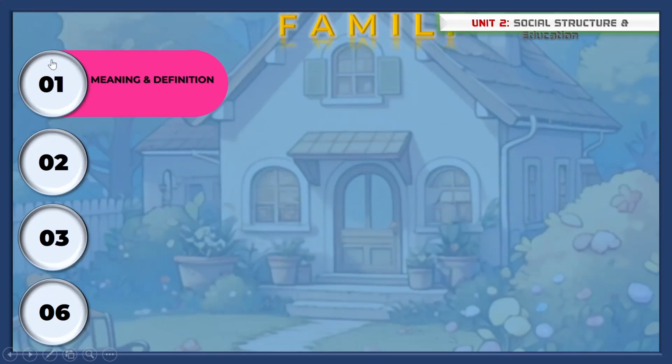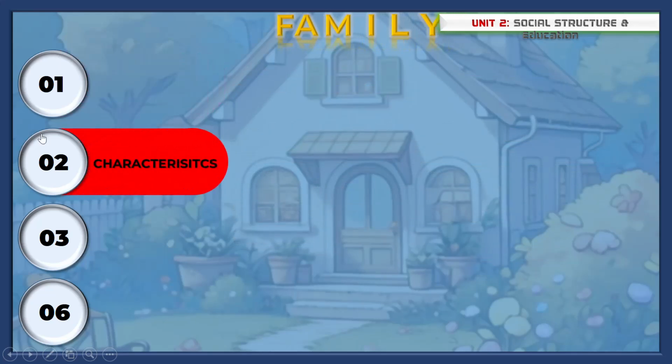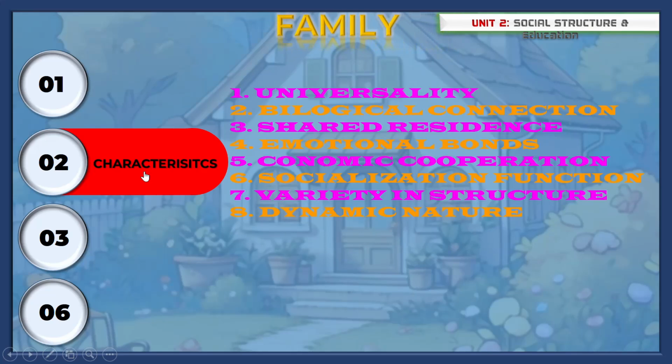So, let's move on with the next subtopic here, the characteristics of family. So, what are the characteristics of family? Families share several key characteristics, including being a universal social group, providing emotional support and care, and often sharing a common living space.